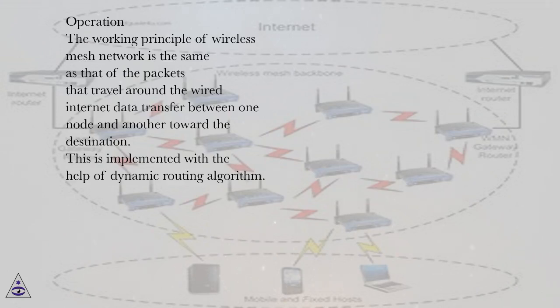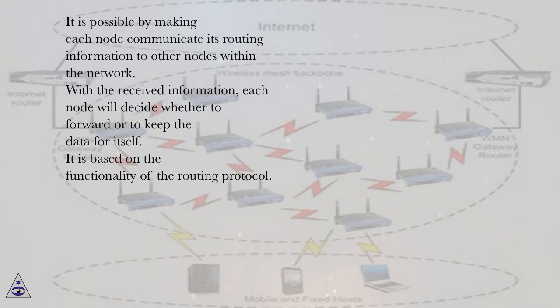Operation. The working principle of a wireless mesh network is the same as that of the packets that travel around the wired internet: data transfer between one node and another toward the destination. This is implemented with the help of a dynamic routing algorithm. It is possible by making each node communicate its routing information to other nodes within the network.